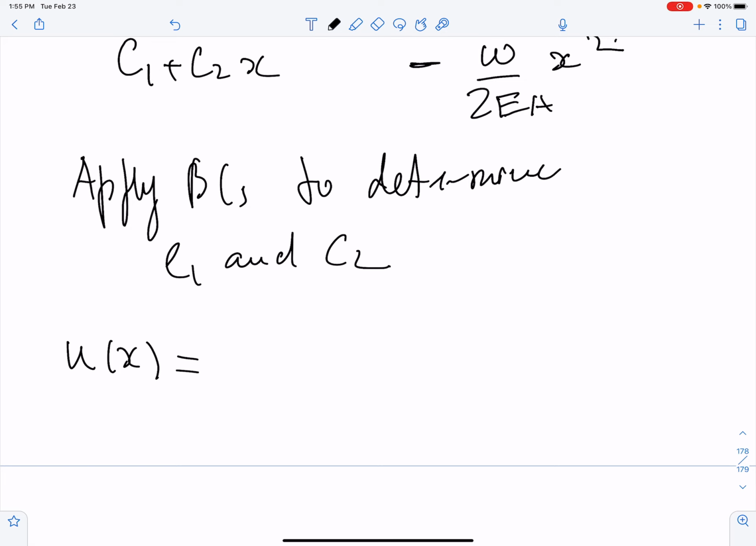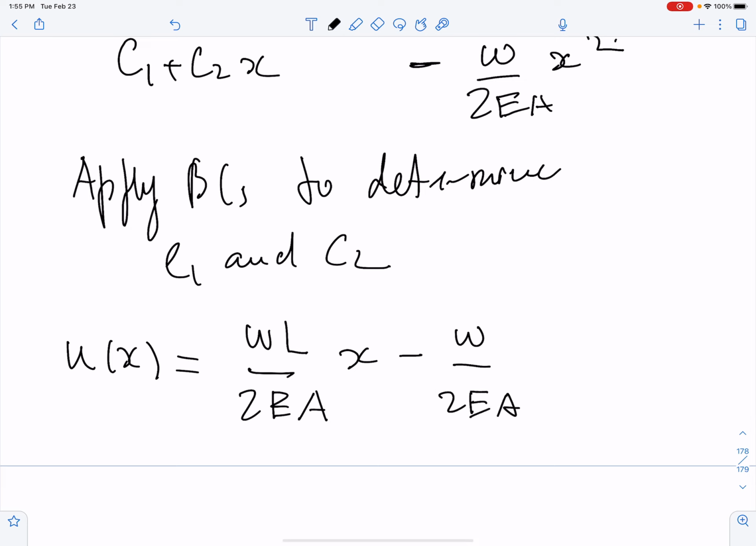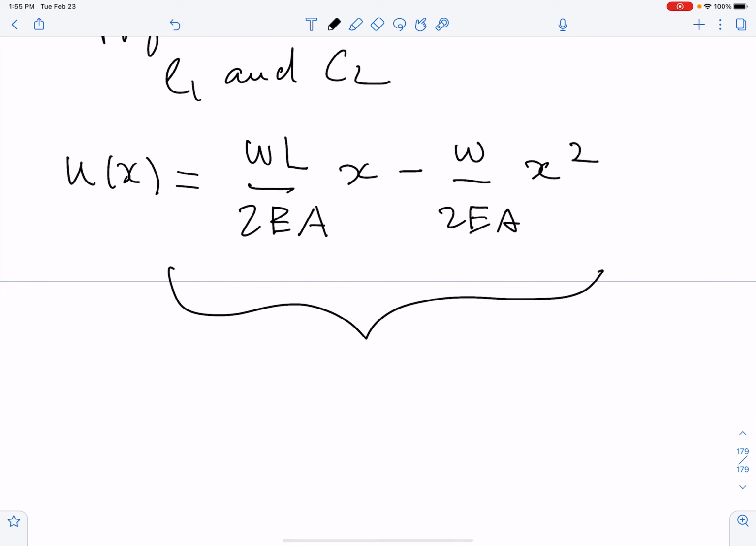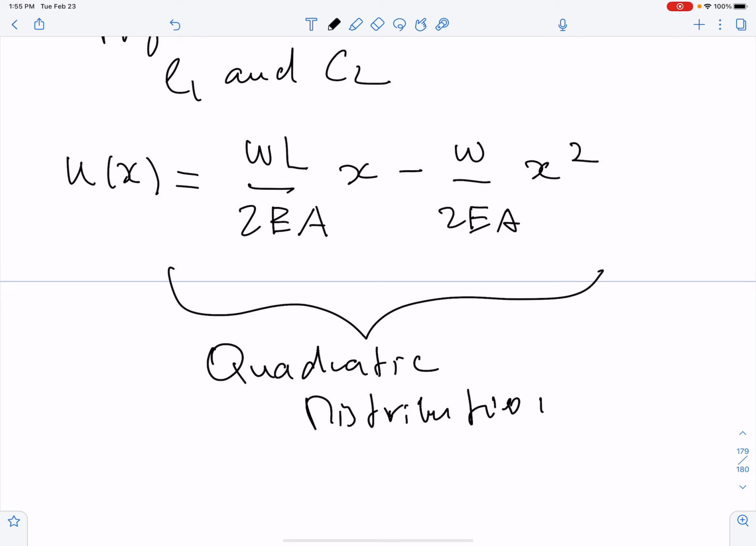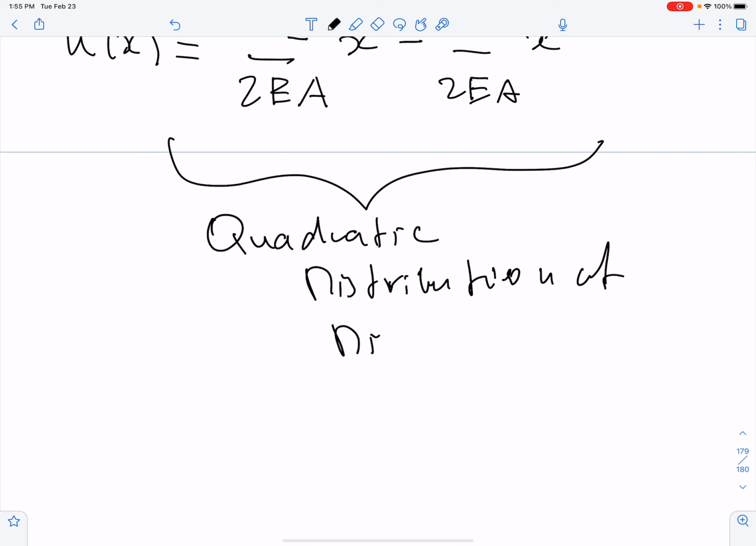equals wL over 2EA times x minus w over 2EA times x squared. Okay, so all the dimensions are correct. Notice quadratic distribution of the displacement. Okay.